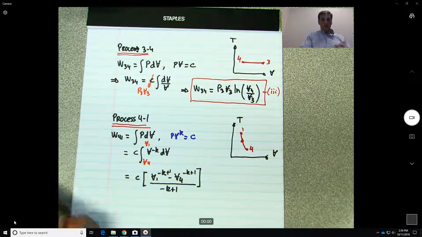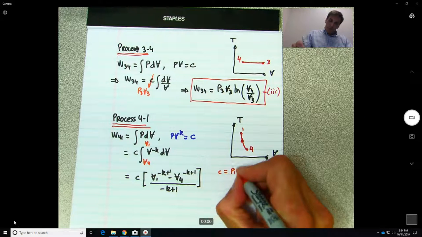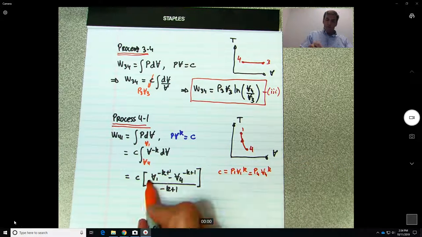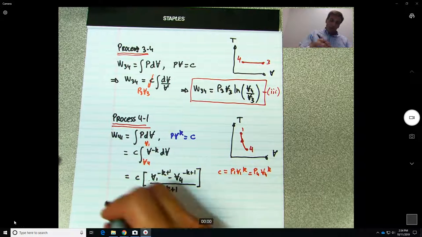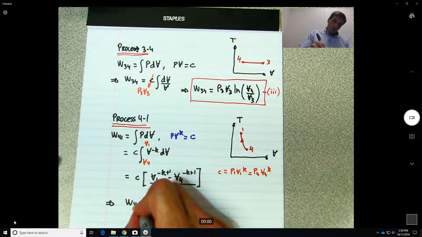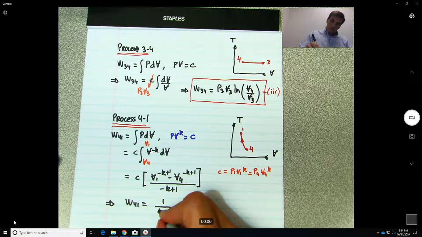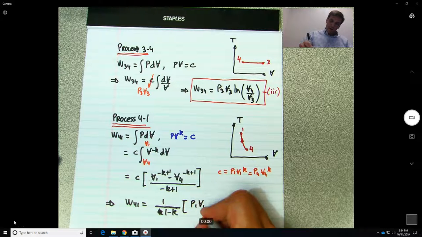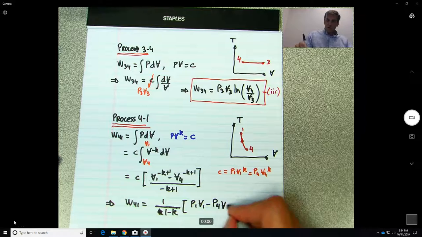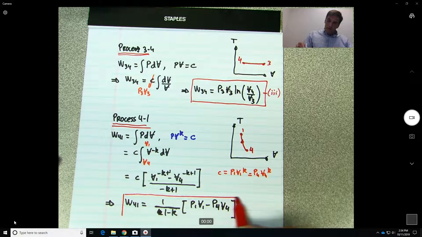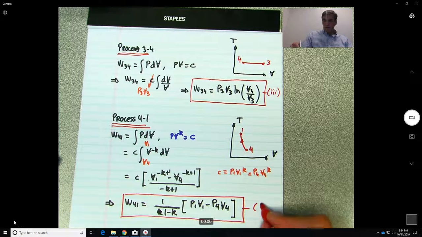When we substitute C over here by either P1 V1 to the k or P4 V4 to the k, so one over here, the other one over there, what we're going to get is that work 4, 1 will be equal to what? To 1 over 1 minus k times P1 V1 minus P4 V4. And this would be equation Roman 4.